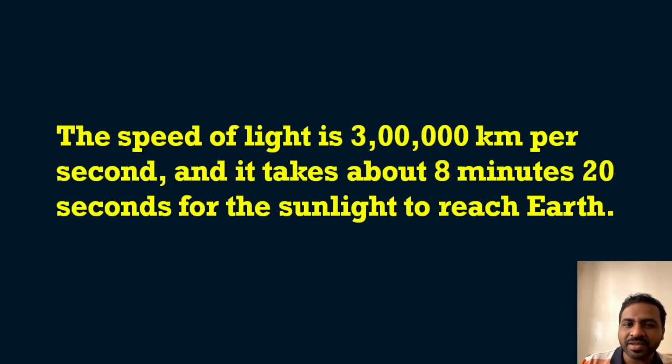We know that this is basic science. The speed of light is 3 lakh kilometers per second, and it takes about 8 minutes 20 seconds for sunlight to reach Earth. So this is general knowledge information for you, and we will move on to the very last question in the series.